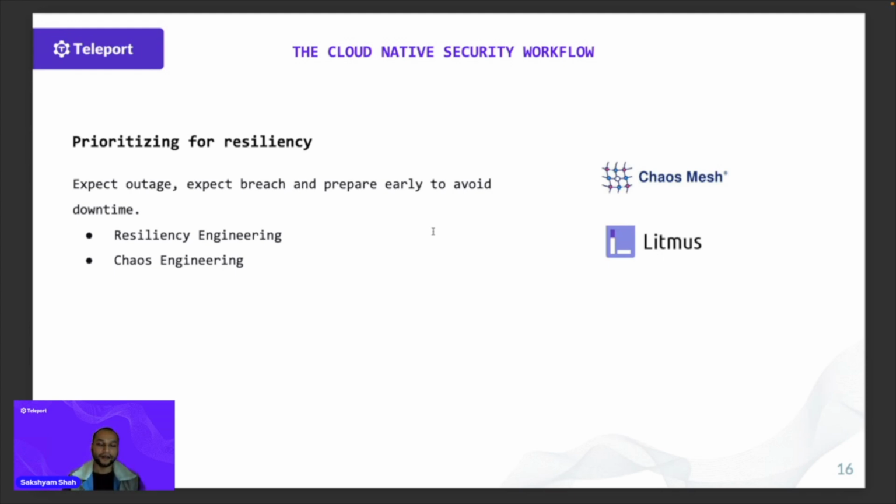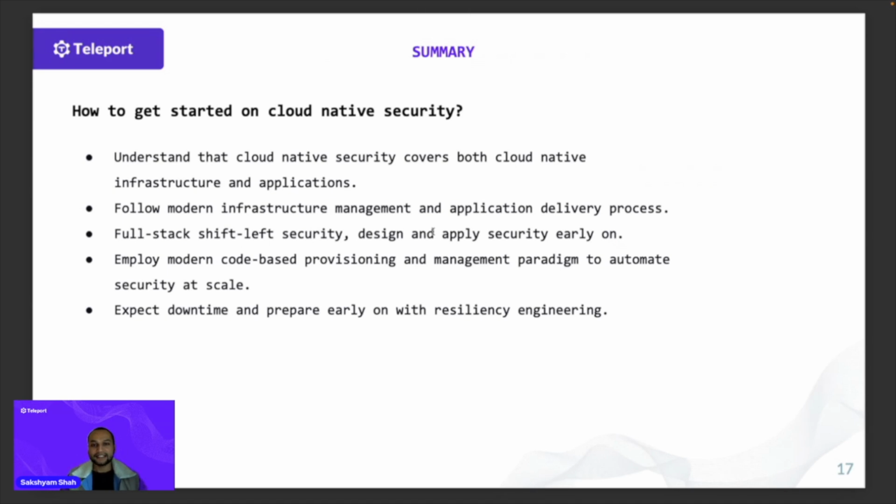So the last thing about thinking about cloud native security is prioritizing for resiliency. Okay, so that's the gist of what goes into cloud native security. To summarize, how to get started in cloud native security. First, you have to understand that cloud native security covers both cloud native infrastructure and applications. Second, you have to follow modern infrastructure management and application delivery processes, so that security requirements and security choke points are shared across all environments in a standard process. The third one is you have to think about full stack shift left security, so that security is incorporated from design to application delivery process, and applied early on before any extra code is written.